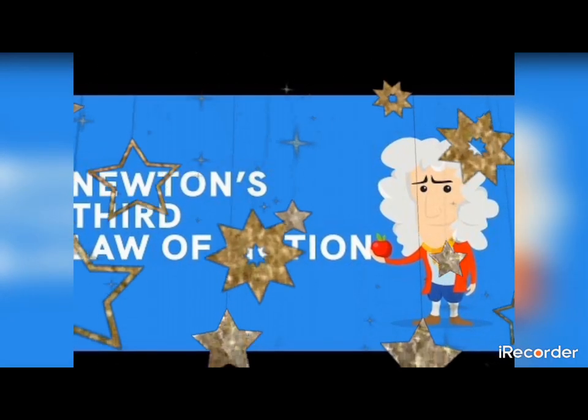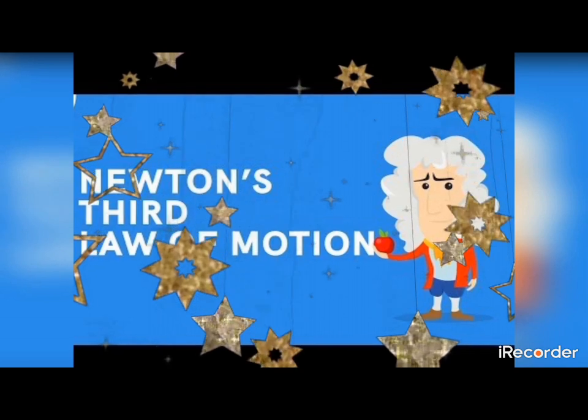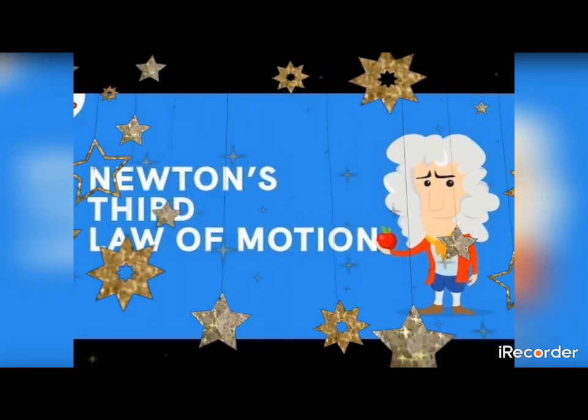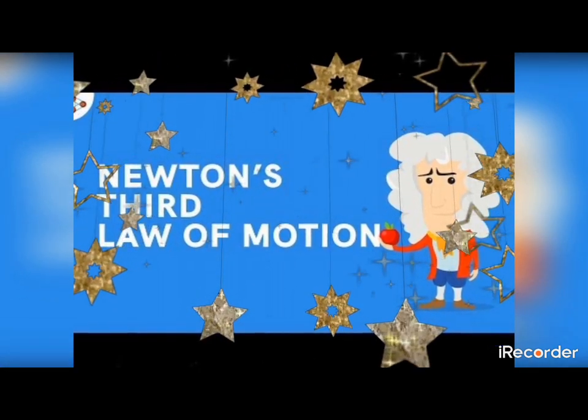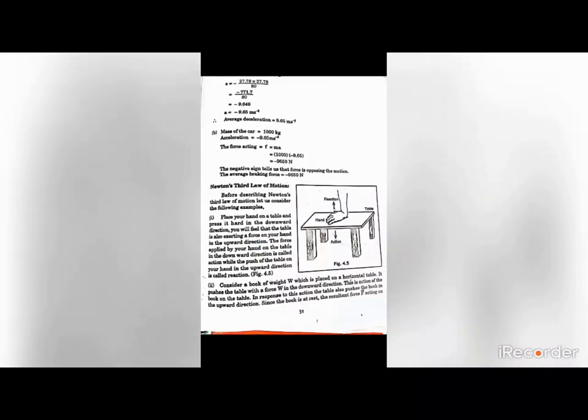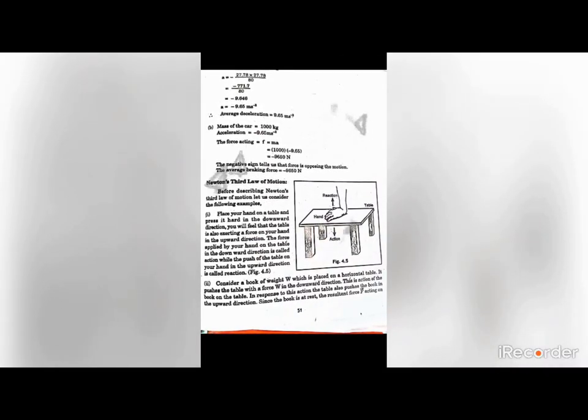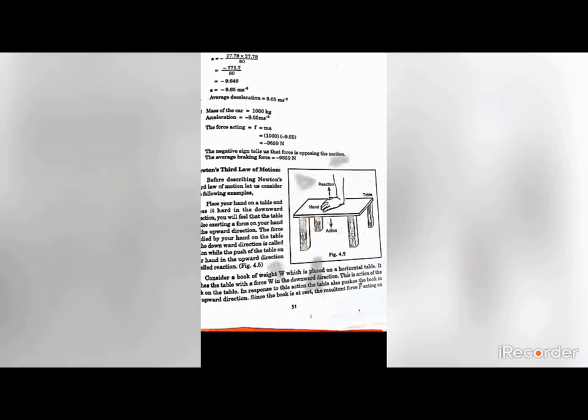Now we will talk about the third law of motion. What will we see in the third law of motion? The third law of motion states that every action has an equal and opposite reaction. When we put our hand on a table and push, the action is downward and the reaction is upward.